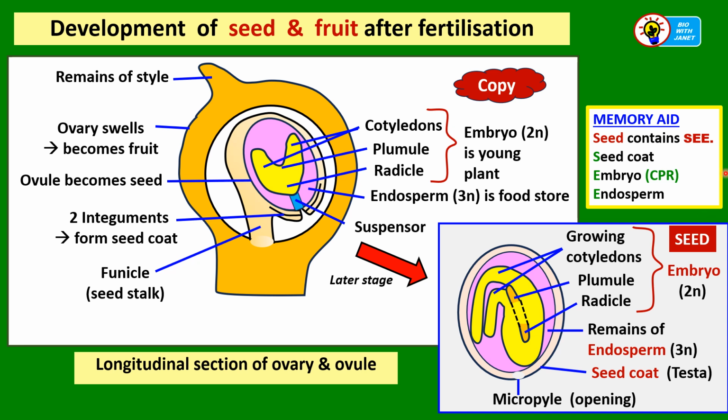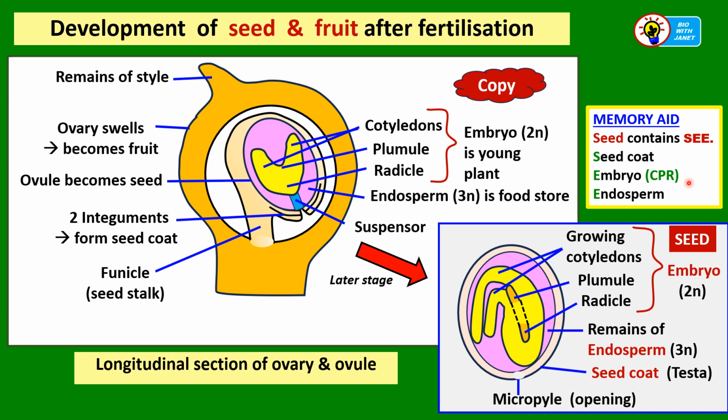Now here's an interesting memory aid. The word seed. What does a seed contain? A seed contains three parts. The outer seed coat, which consists of the testa and the tegmen. The testa is the outermost layer, tegmen is the inner layer of the seed coat. So S is for seed coat, which includes the testa. Now E for embryo. The embryo contains three parts: C for cotyledons, P for plumule, R for radicle.